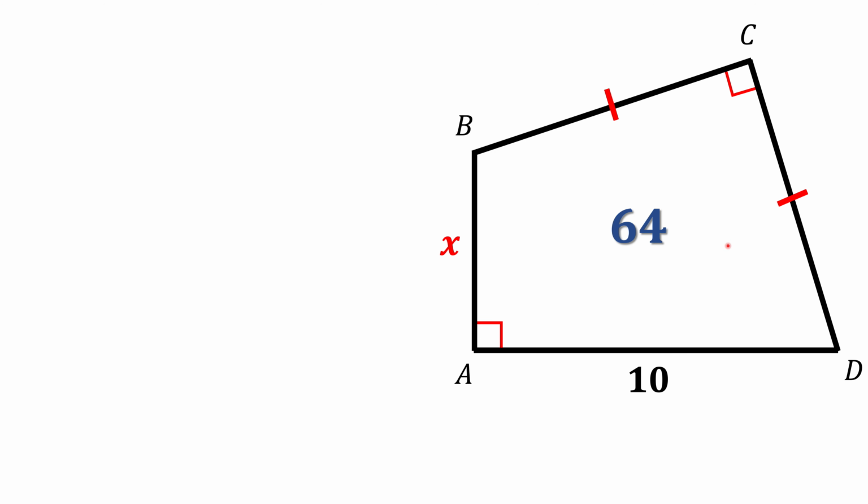We know the area of this quadrilateral, which is 64. We know one side, AD, which is 10. And we are asked to find the side AB.